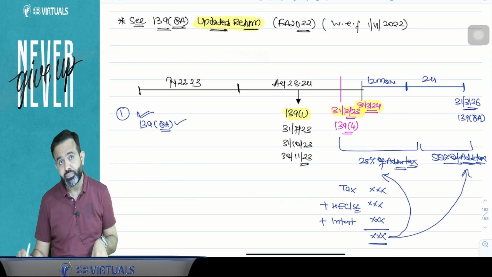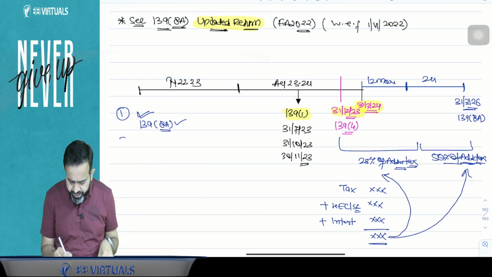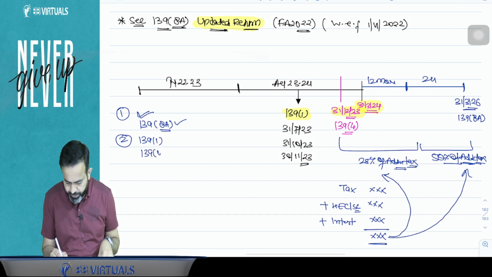Answer is yes. Second, suppose earlier you already filed the return under section 139(1) or 139(4) or 139(5).